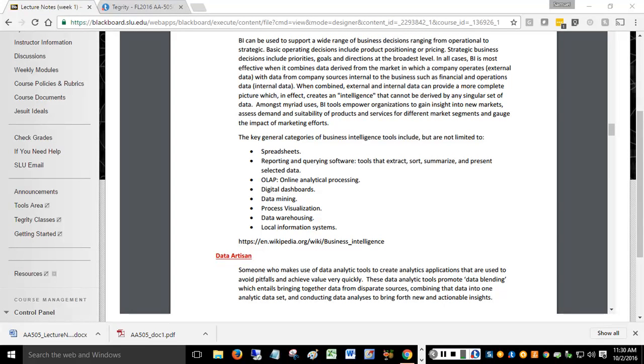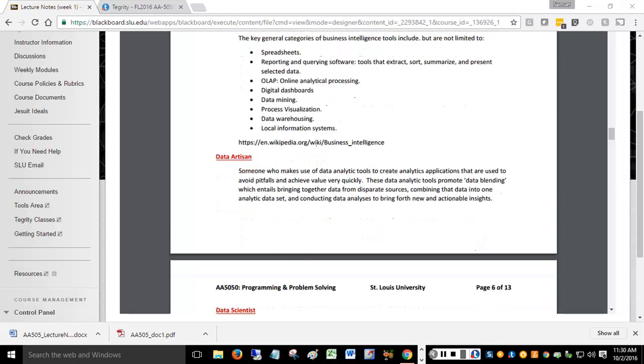OLAP, online analytical processing, if you have drill down capabilities and stuff, data mining, data warehousing, and so forth. All of these are very, very popular tools in terms of this.